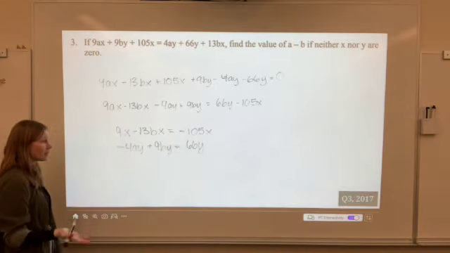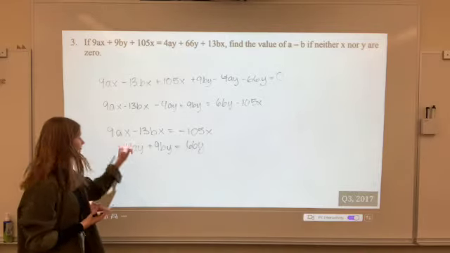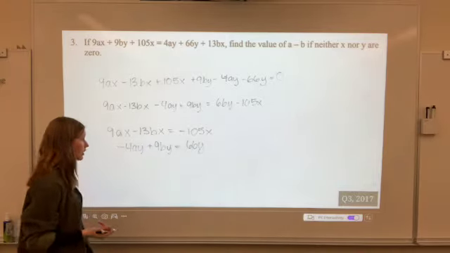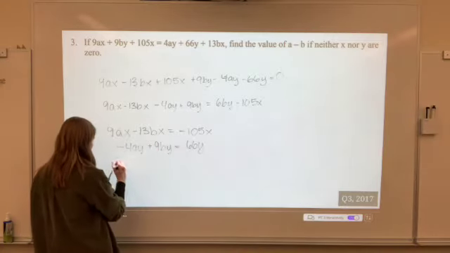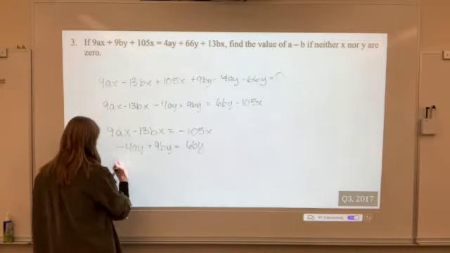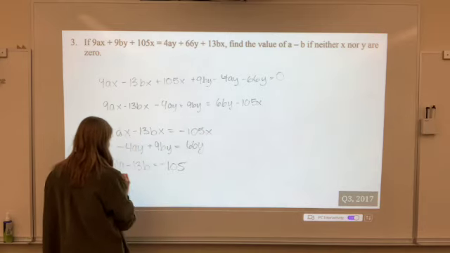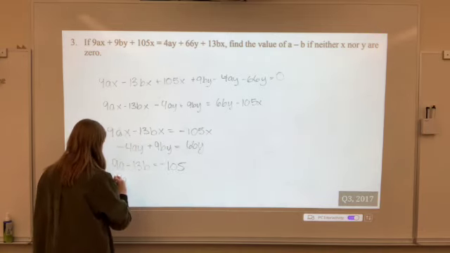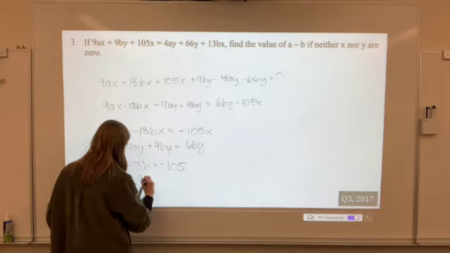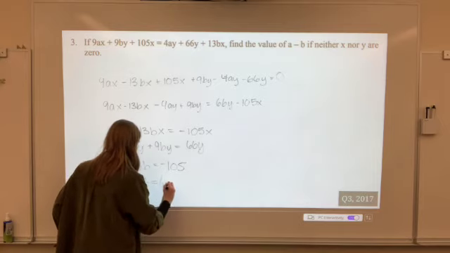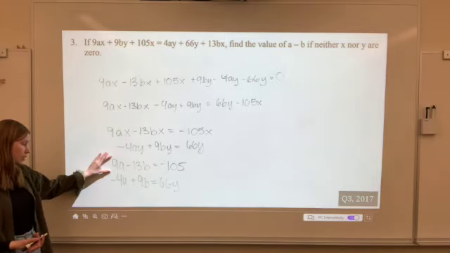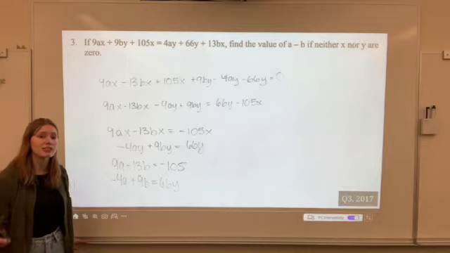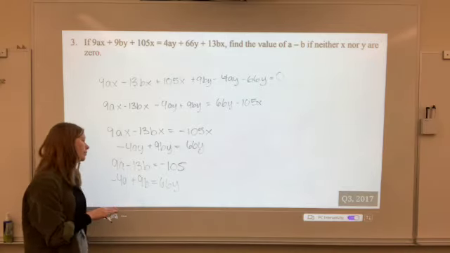Okay, now we have a system of equations. Let's cancel out the x and y from each one of these terms. Since everything's multiplied by x, divide everything by x. Same for these y terms. So I'm going to rewrite that. 9a minus 13b is equal to negative 105. And we have negative 4a plus 9b is equal to 66. Now, I'm going to multiply this whole equation by 4 and this one by 9, so we can use elimination to solve for our variables.